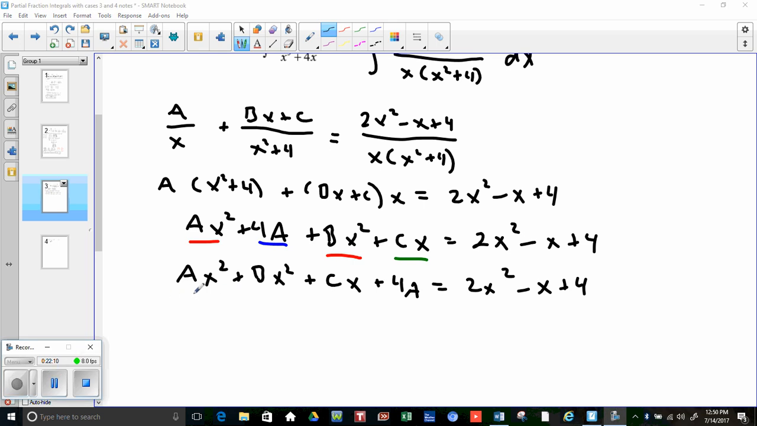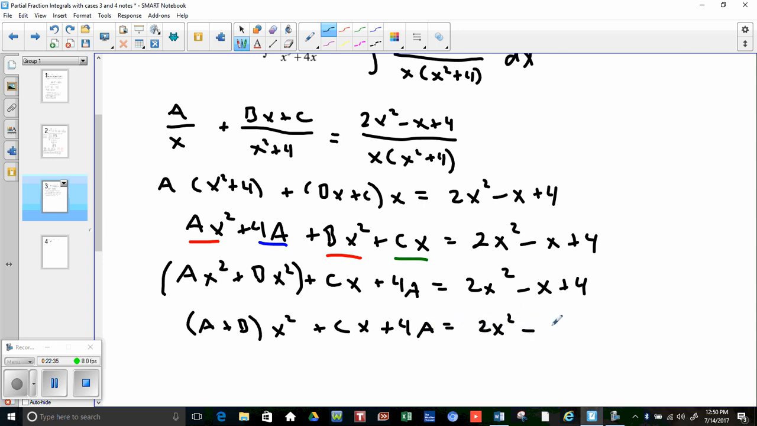Okay, so hopefully what you can see is if I reassociate these, here we go. This one I can factor out the x squared. And by factoring out the x squared, it's going to leave me (a + b)x squared + cx + 4a = 2x squared - x + 4.